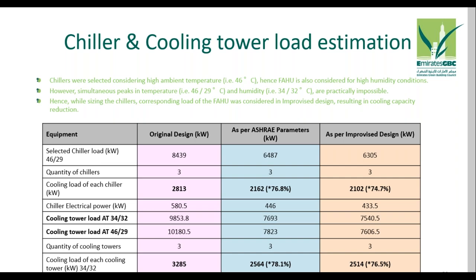But the peaks have differed for the chiller. So the capacities will differ accordingly. At 34-32, we do not have the peak of the AC. The peak of the AC requirement is at 4629. So we need not select the cooling tower at 34-32 for the load of 4629.